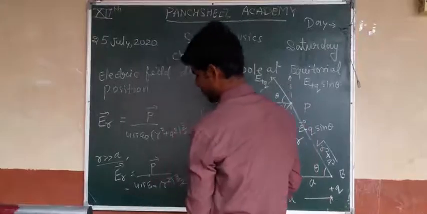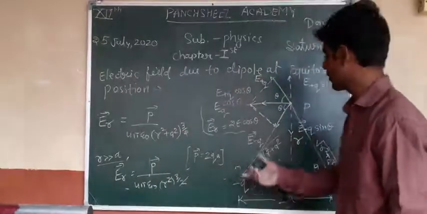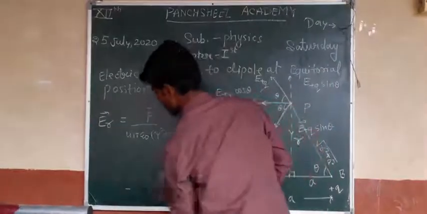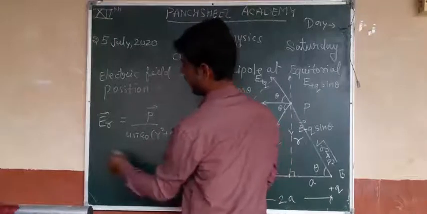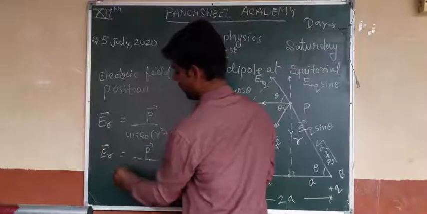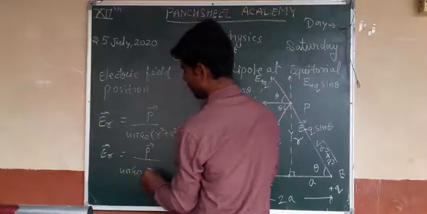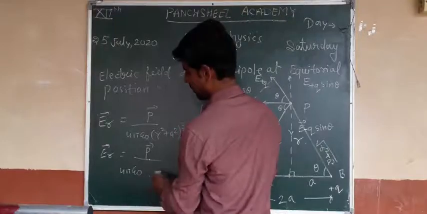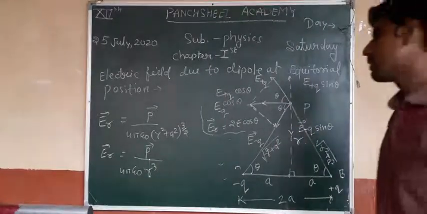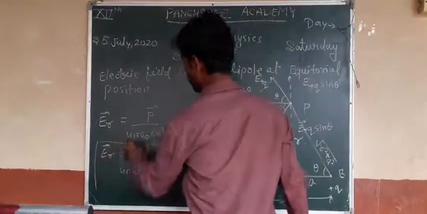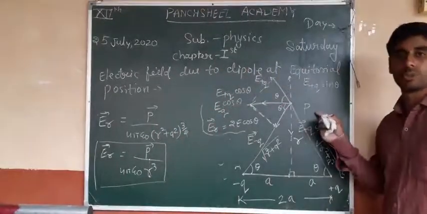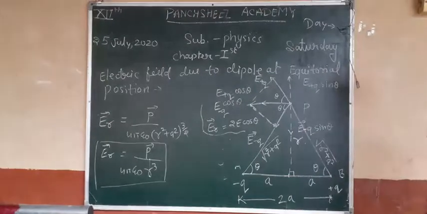Just note down these things. If R is very much greater than A, then E resultant equals P vector upon 4 pi epsilon naught R cube. This is the value of electric field due to a dipole at the equatorial position. And what is the direction?